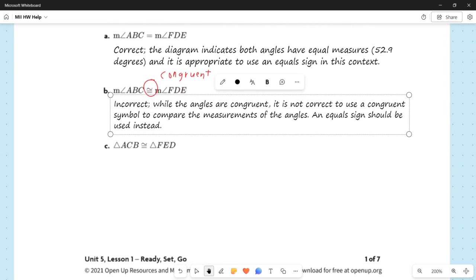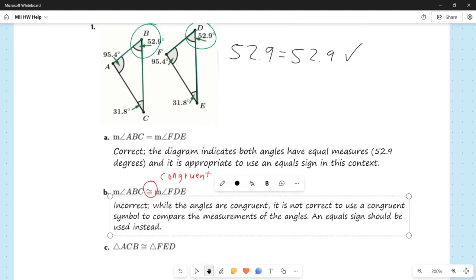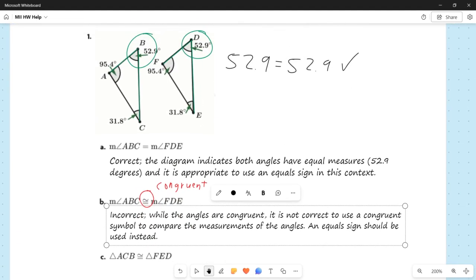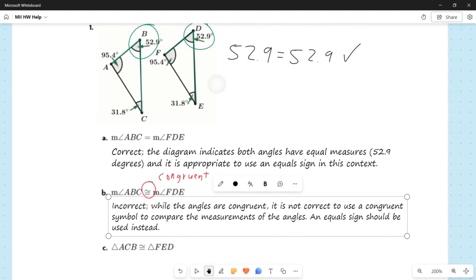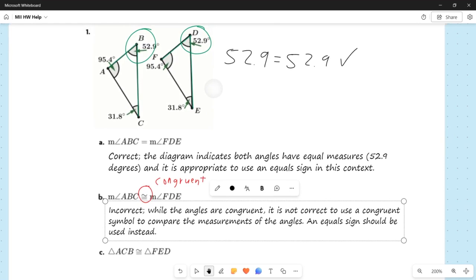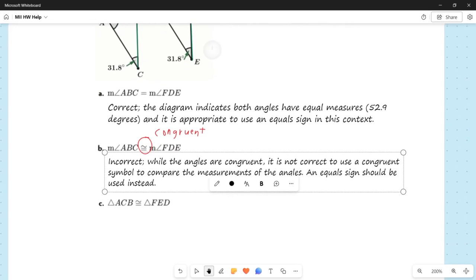Part C. Part C says triangle ACB is congruent to triangle FED. So the order of the letters matters. I just wanted to double check that. So ACB and FED. Okay, so the order of the letters, quote unquote, would work here if we were trying to get this statement to work.